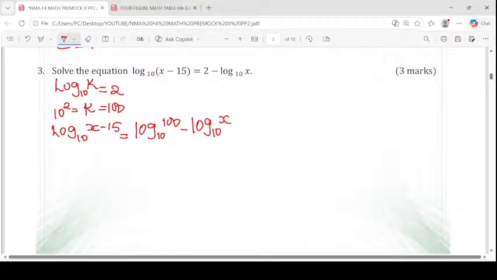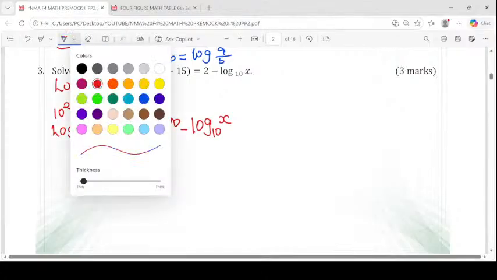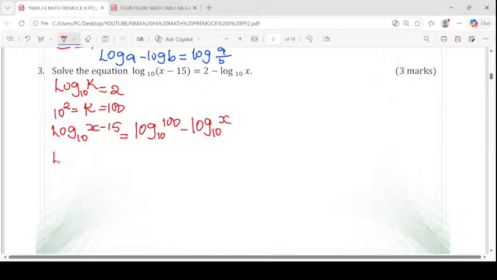After having that as our first step, on the right hand side I'm going to apply a principle that says log a minus log b is equivalent to the log of a over b. When I apply that principle, I'll have log to base 10 of x minus 15 equivalent to log to base 10 of 100 over x. Have you seen that particular step? Very, very important.